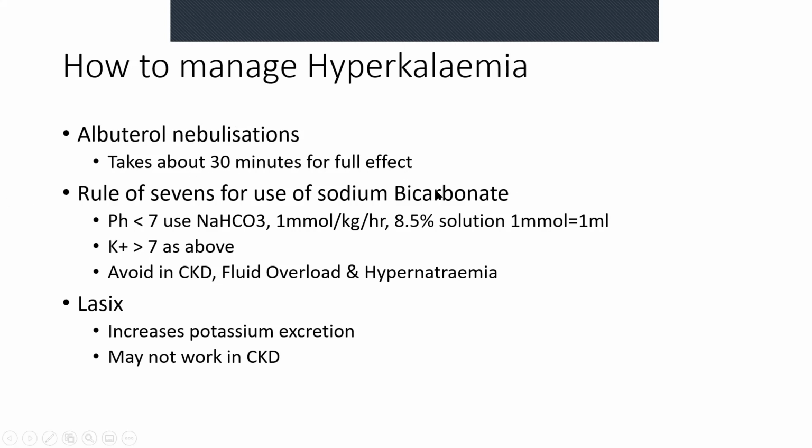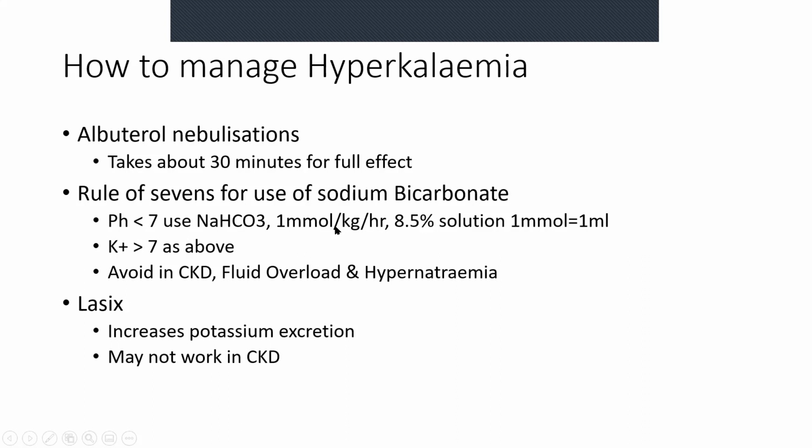Then we have sodium bicarbonate, but we also have what we call the rule of sevens for sodium bicarbonate. So generally, when we will use sodium bicarbonate in most cases is when our pH is less than 7. Now, sodium bicarbonate affects your acidity and alkalinity. Of course, it's making your pH more alkaline. So it starts bringing you back towards the 7s and greater. And of course, it increases your sodium levels as well. So there's a few things that you have to be careful of. So when your pH is less than 7, you give normally 1 millimole per kilo per hour, all right?